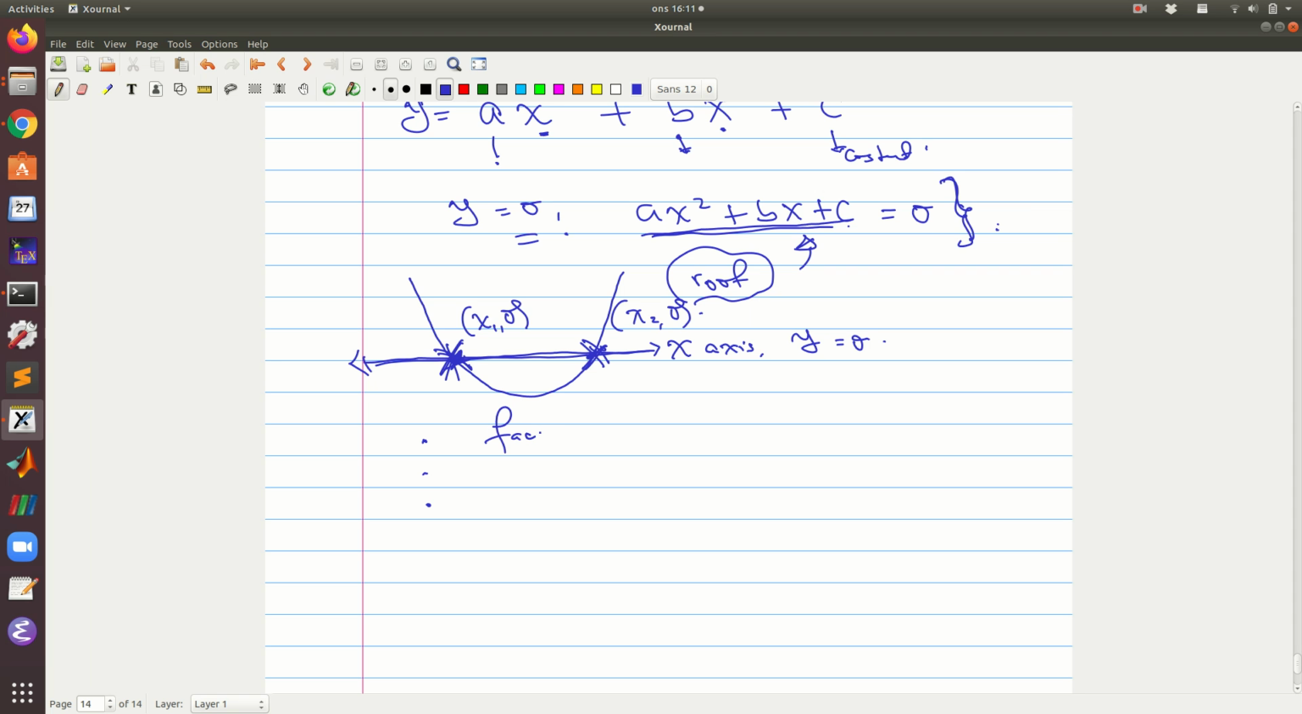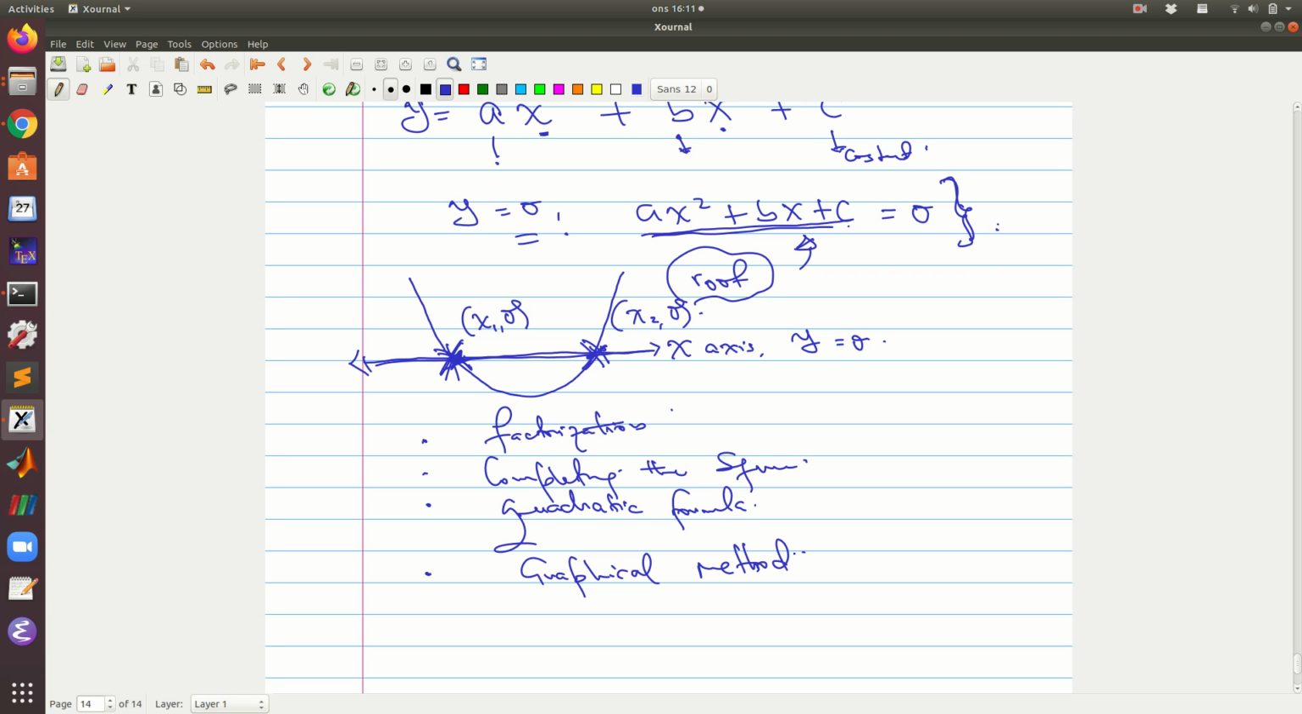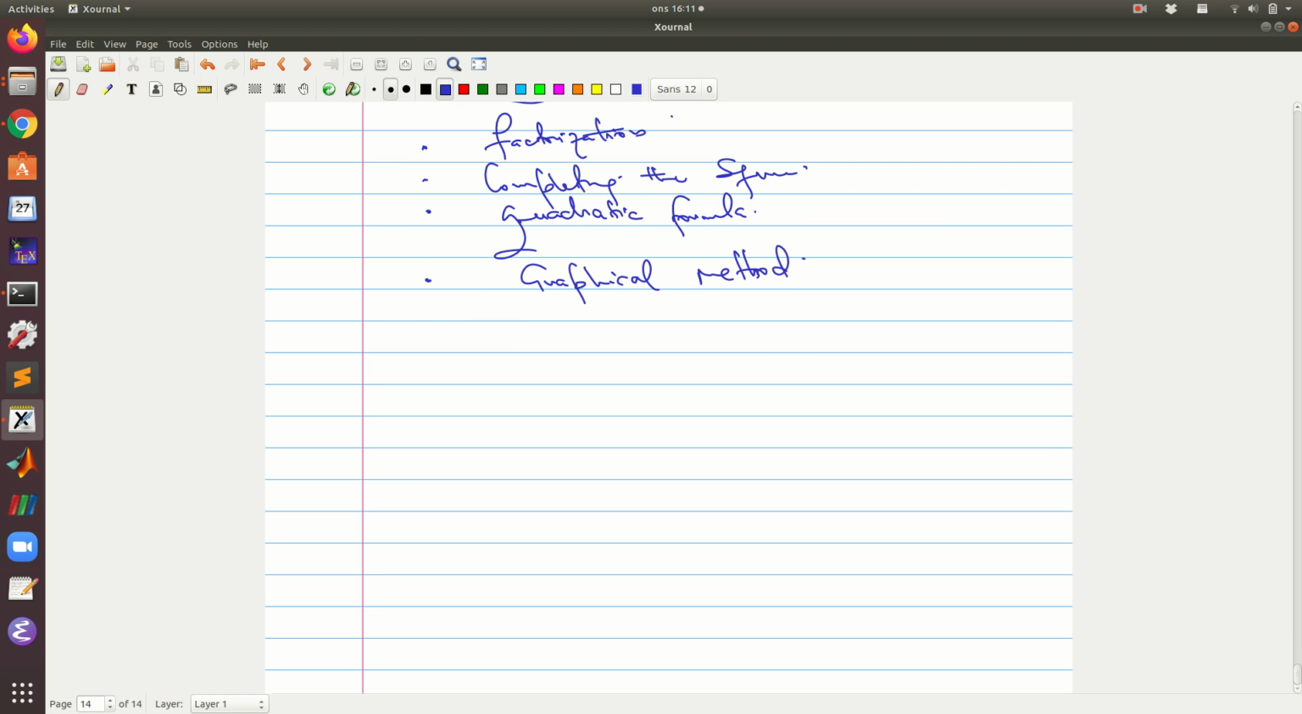One, we shall look at factorization where possible, and then two, we shall look at completing the square, and then three, we shall use what we call the quadratic formula method. Then four, we shall also look at the graphical method. We shall try to graph them also and see. Okay, so for now we are going to start with the solution of a quadratic equation by factorization.